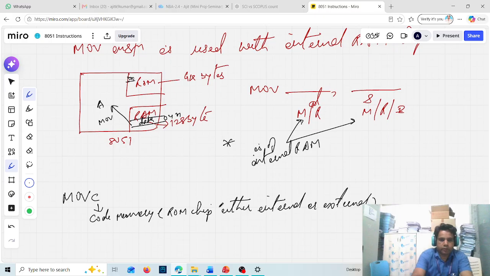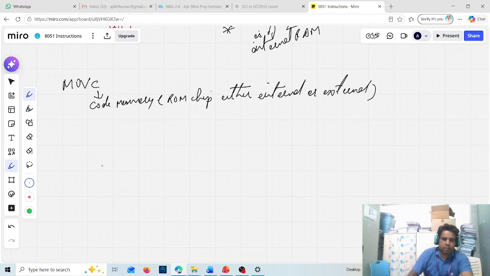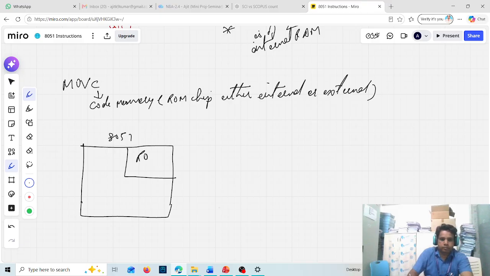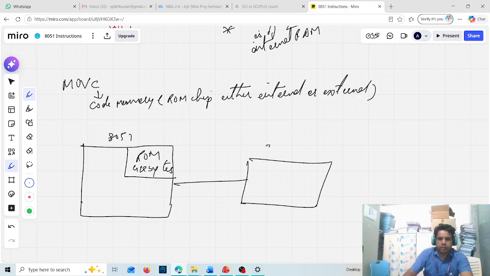Okay, so my point is, suppose this is your 8051 microcontroller, and here you have this ROM which is 4 kilobytes, and we also have another external ROM. Okay, the external ROM is also there, which is also called program memory. So it is either internal ROM or external ROM.